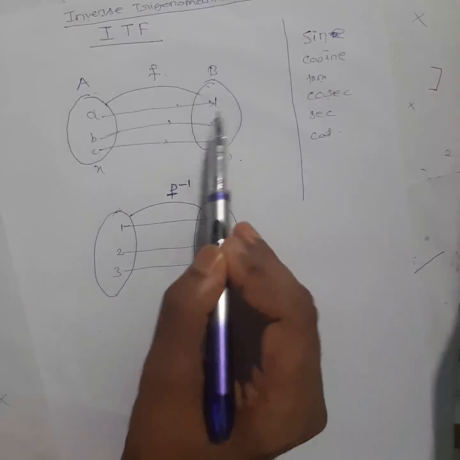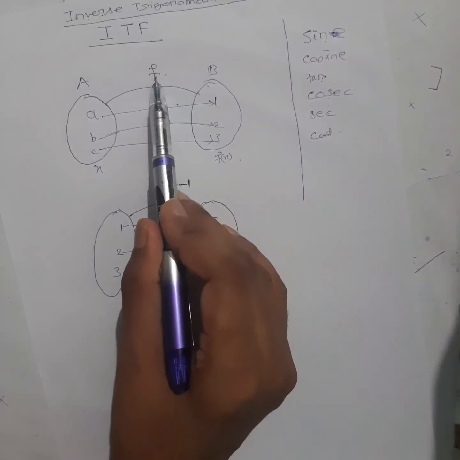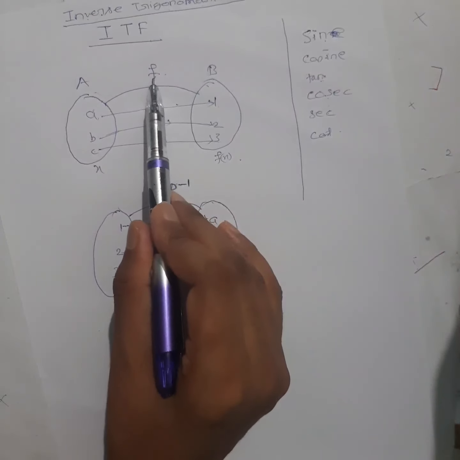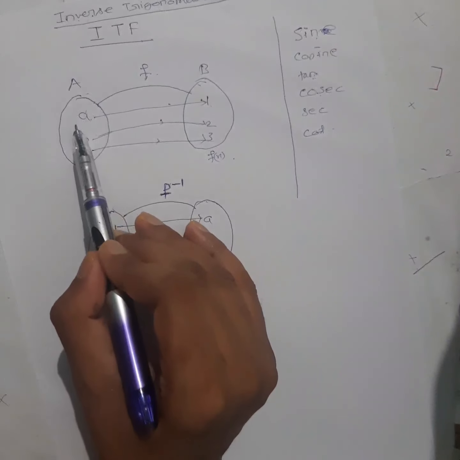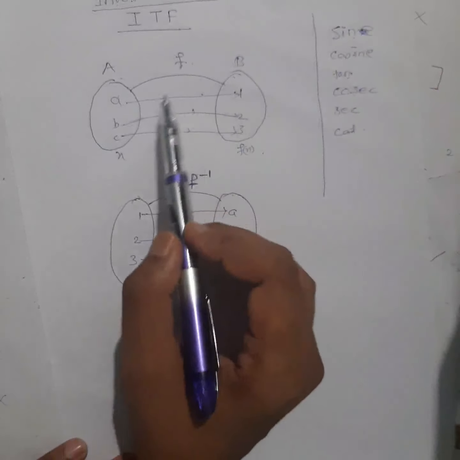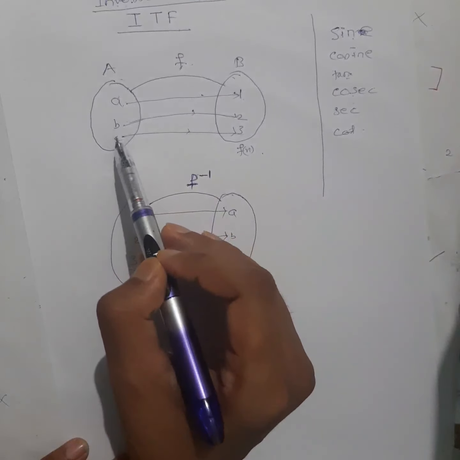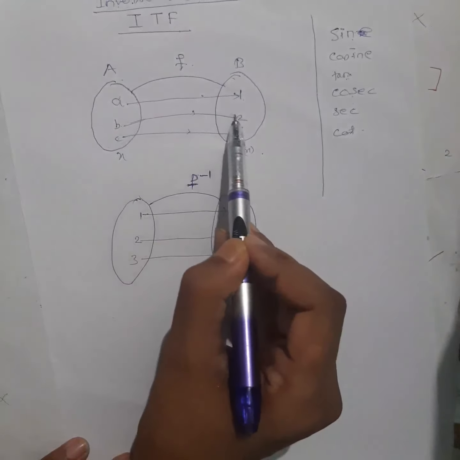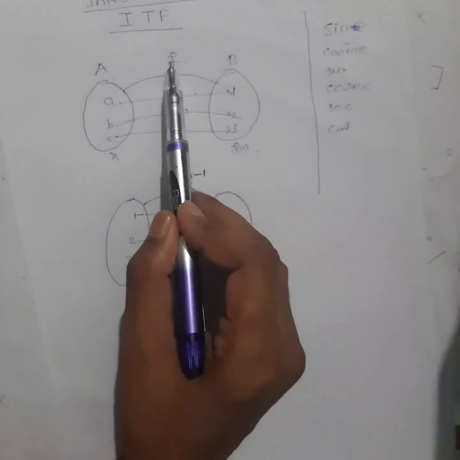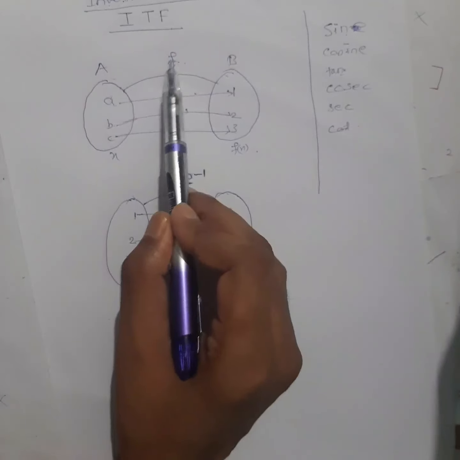So if you want to see whether the mapping defined from here to here is a function or not, you have to check only two things. What is that? Is every element here having an image or not, and next, is every element having exactly one image or not. You have to check those two things. If it satisfies those two conditions, then this mapping will be called a function. So f is a function, right?